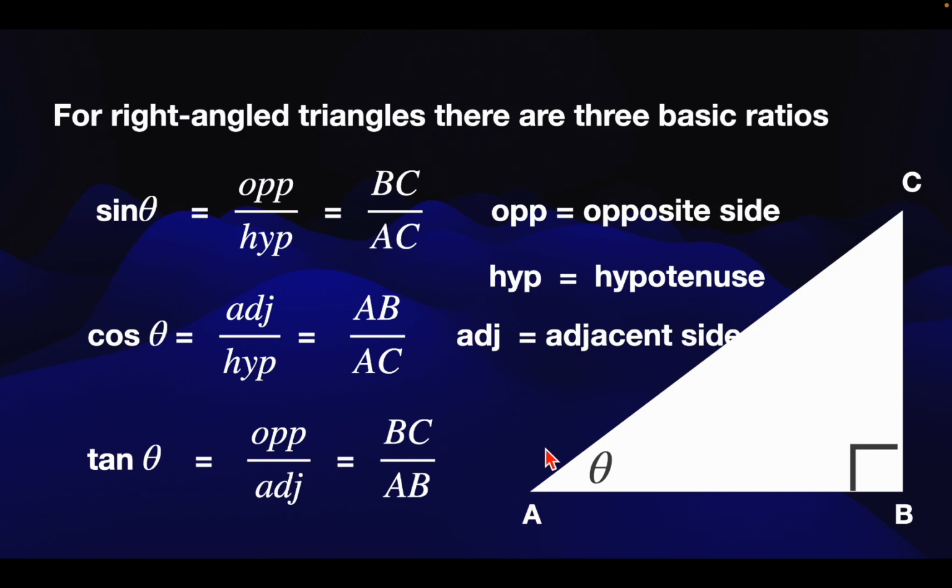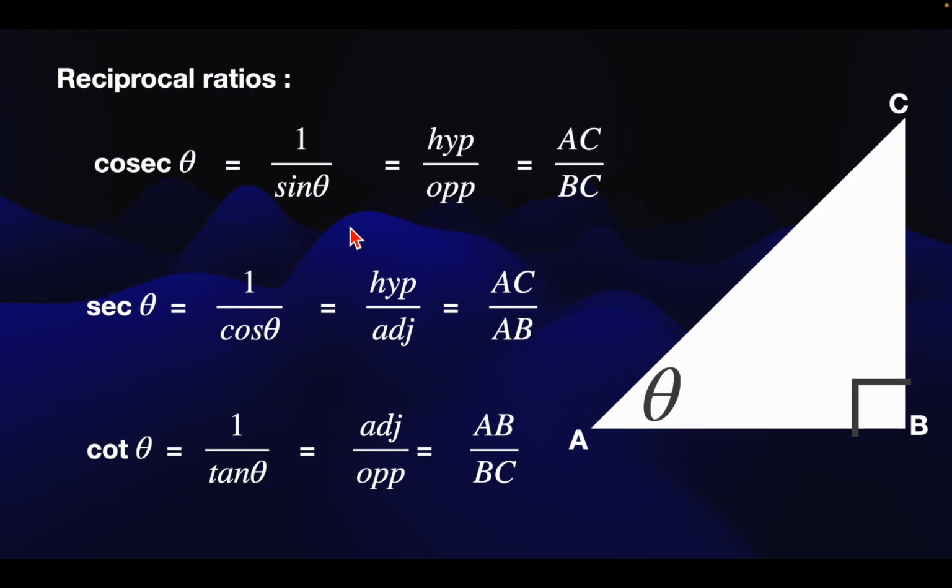Cos theta, this is the next relationship. Cos theta is adjacent side upon hypotenuse. So this is the adjacent side AB. Adjacent means the side near to the angle. Adjacent side upon hypotenuse, so AB upon AC. Now tan theta is opposite upon adjacent. So what is the side opposite? BC upon AB.